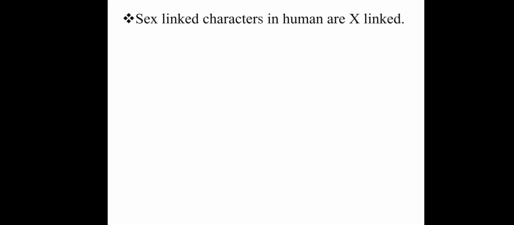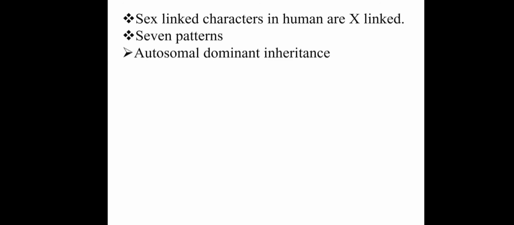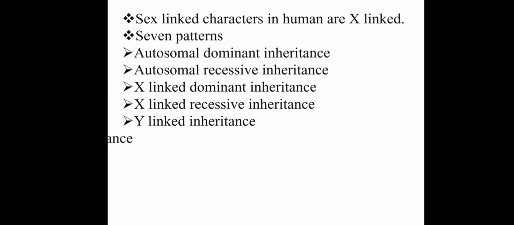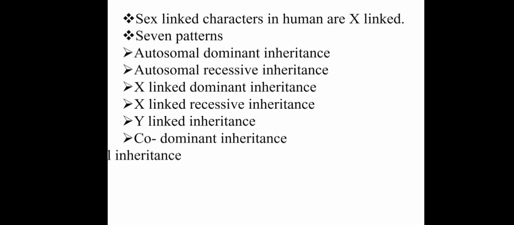Sex-linked inheritance in human. Most of the sex-linked characters in human are X-linked. There are 150 confirmed X-linked traits known. Most of them are recessive. Based on sex chromosomal inheritance, they are classified into 7 patterns: autosomal dominant inheritance, autosomal recessive inheritance, X-linked dominant inheritance, X-linked recessive inheritance, Y-linked inheritance, codominant inheritance, and mitochondrial inheritance.